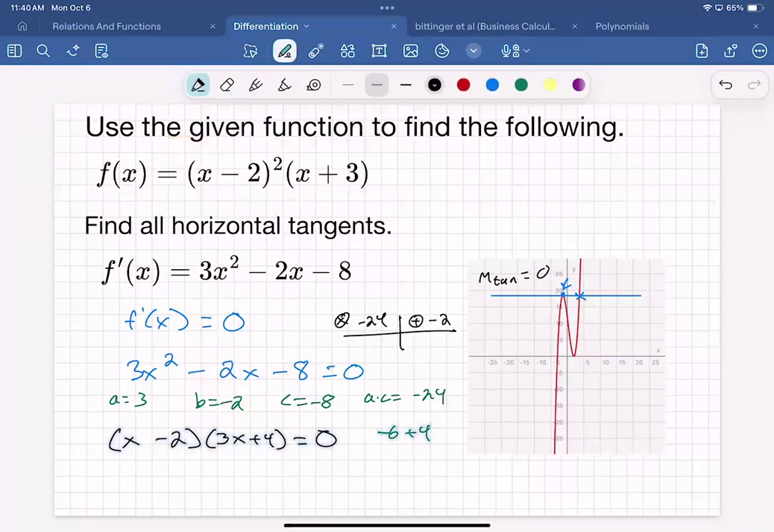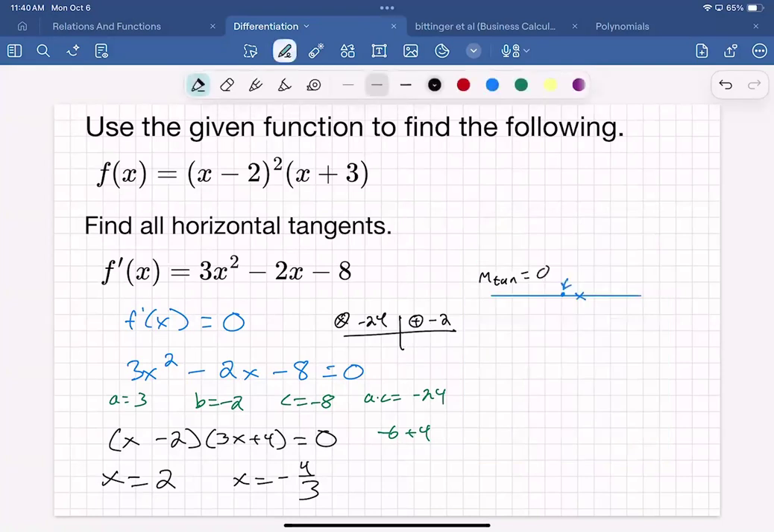Now, with that said, make sure you go and set these each equal to 0. Be careful not to forget your negative on the 3x plus 4, though. Redo this graph so we can zoom in and make sure we see where we're getting this from.